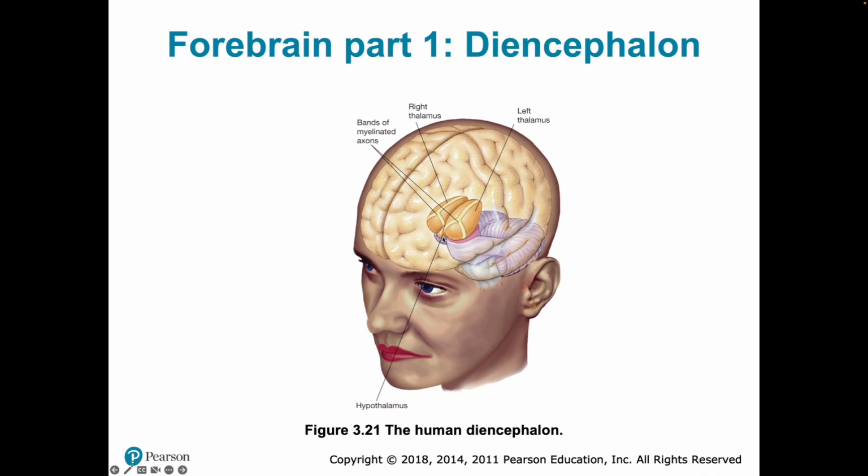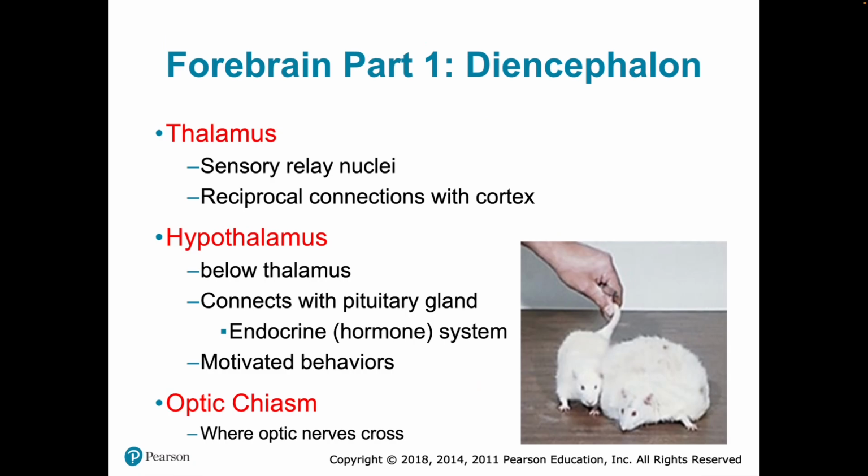Hanging out just underneath, just anterior and a bit ventral or inferior to the thalamus is a structure called the hypothalamus. So it's referred to based on its location compared to the thalamus. It's hypo, kind of below or less than the thalamus. Okay, so let's talk about what these do.